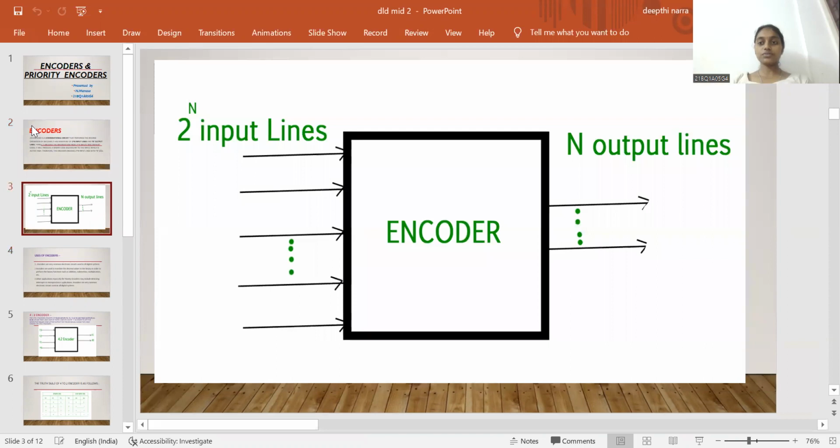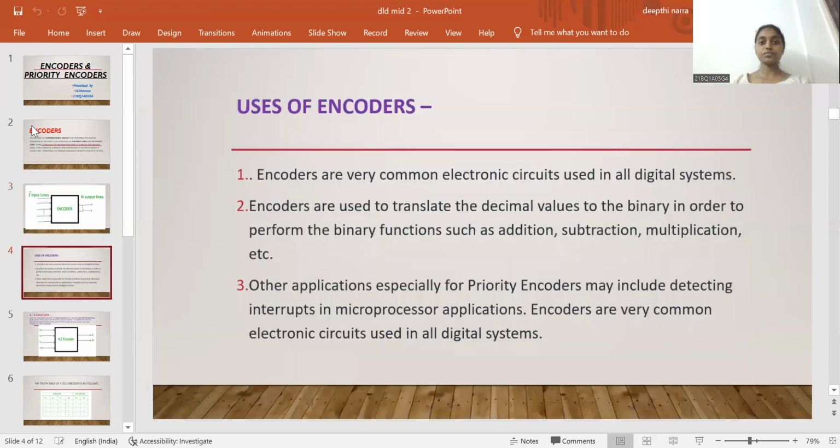The logic diagram for the encoder is as follows. There will be 2^n input lines and only n output lines.